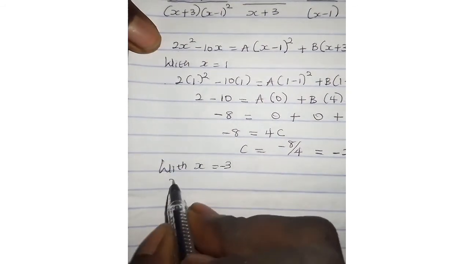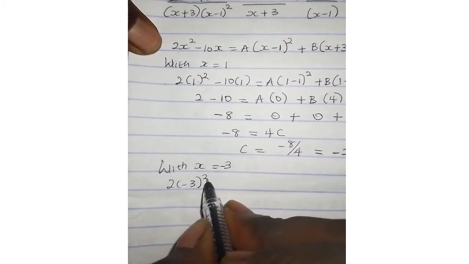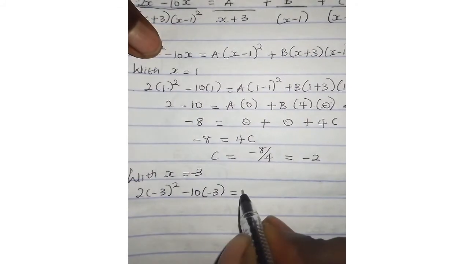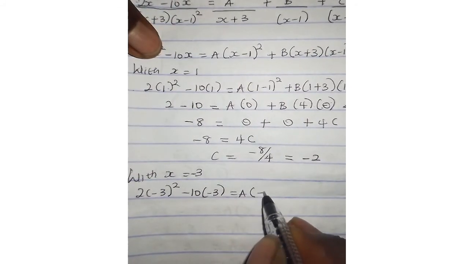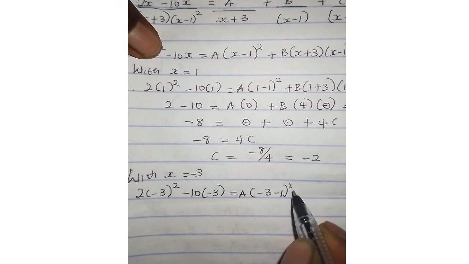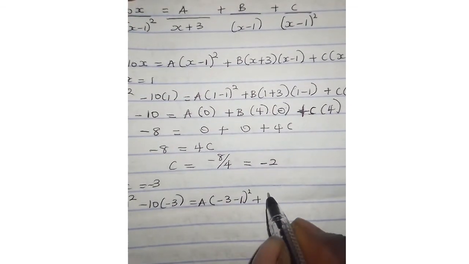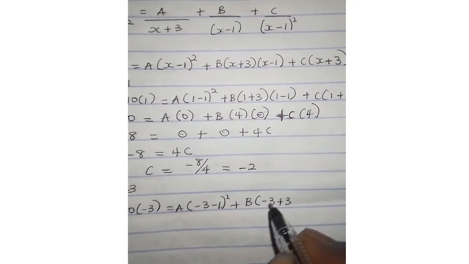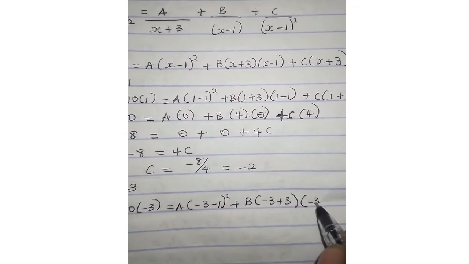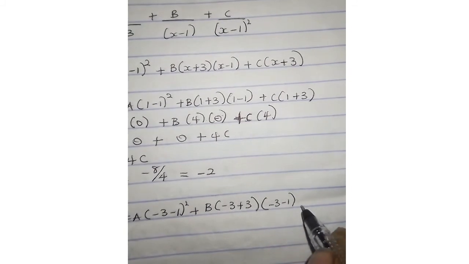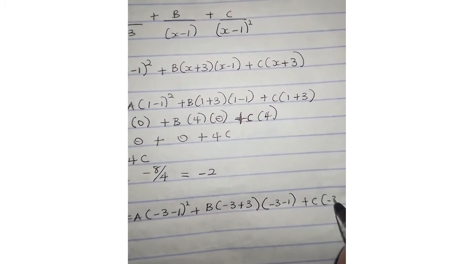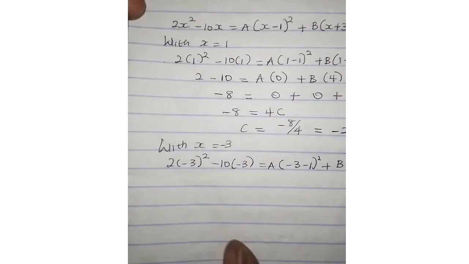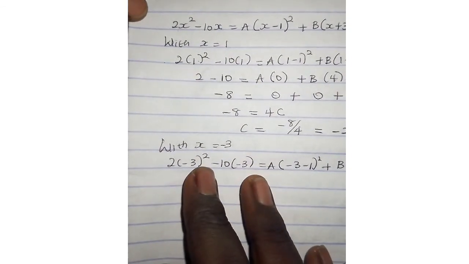We're going to have 2 into (minus 3) all squared minus 10 into (minus 3) equal to a into (minus 3 minus 1) all squared plus b into (minus 3 plus 3) into (minus 3 minus 1) plus c into (minus 3 plus 3). Okay, so coming here, we're going to have minus 3 times minus 3 is 9.